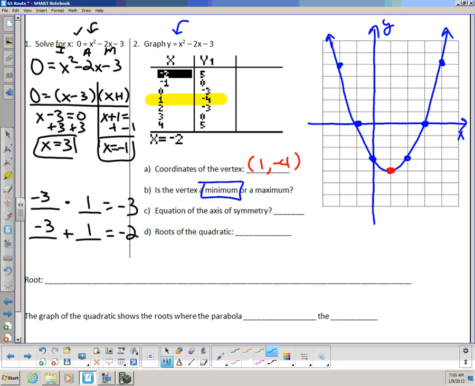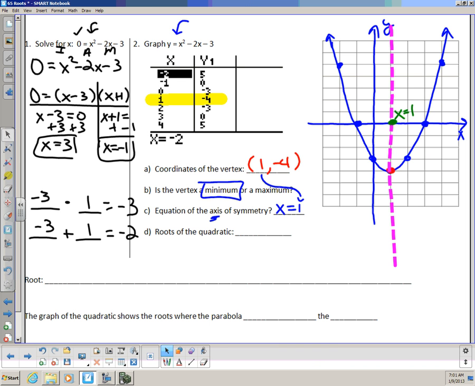The equation of the axis of symmetry is x equals 1. And if you want to see that on the graph, the axis of symmetry is here. It slices the graph into 2 equal pieces. And that's cutting the x-axis at 1. So x is equal to 1.